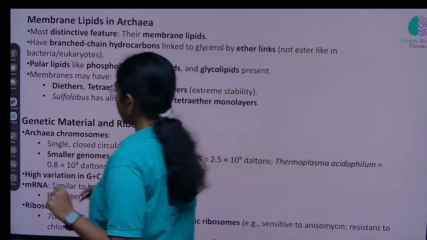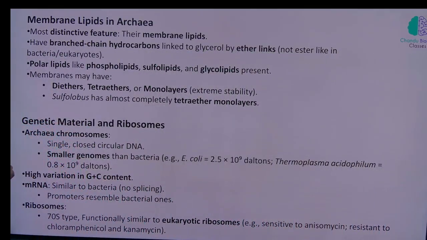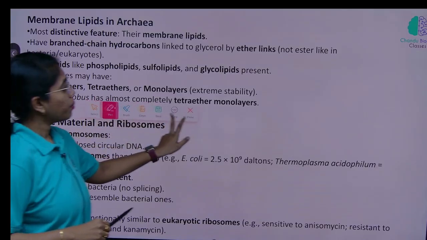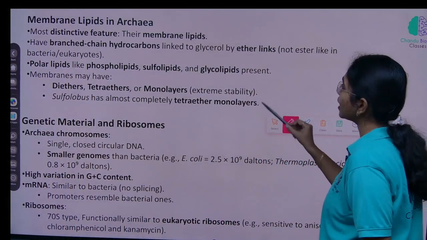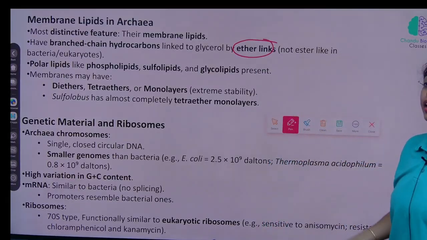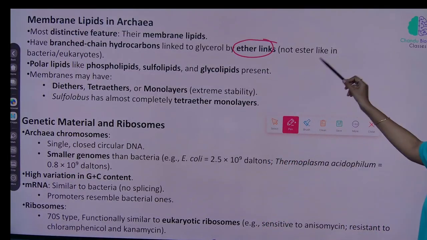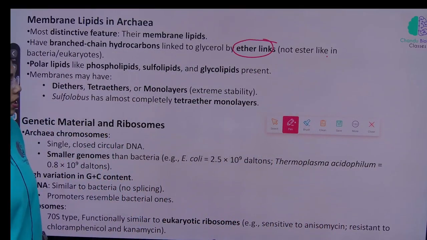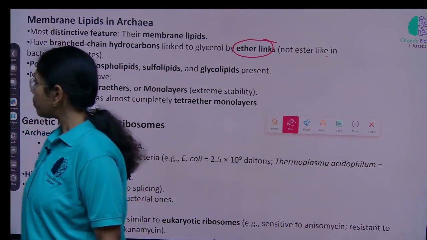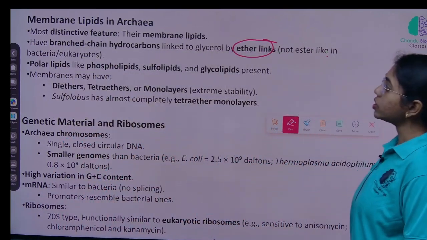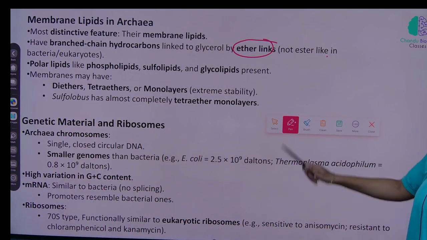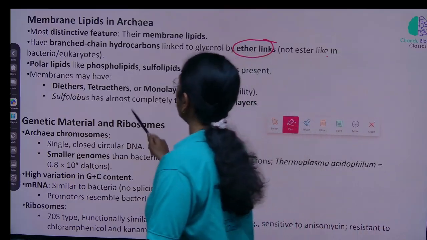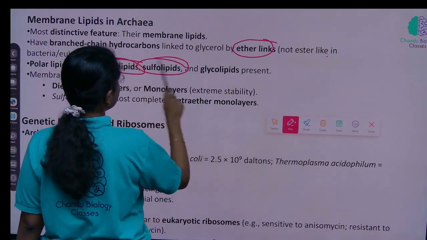The most distinct feature is their membrane lipids. They have branched chain hydrocarbons with ether linkages. In bacteria, as well as in eukaryotic cells, even single-celled eukaryotes like protists, you will have ester linkages, but here we have ether linkages. They have branched chain hydrocarbons linked to glycerol by ether linkages. Next, polar lipids include phospholipids, sulfolipids and glycolipids.